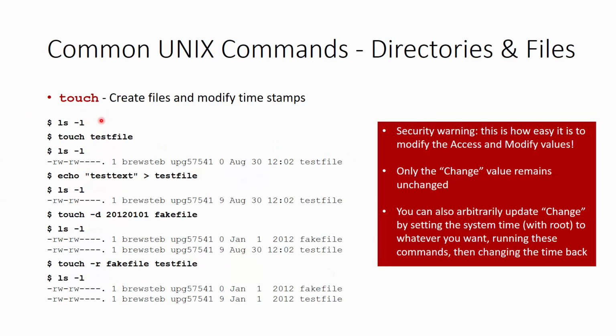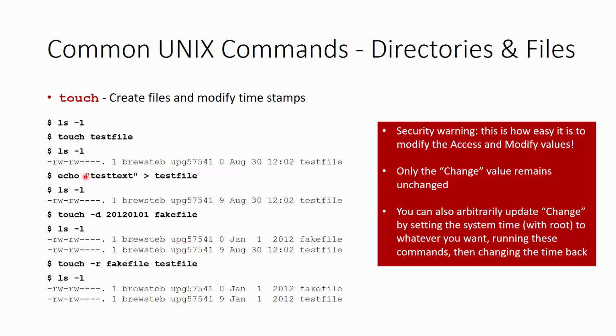Let's look at touch in a little more detail here. As we talked about, it creates files and modifies timestamps, so let's do a little deeper dive on this, including a bit of a security hazard. If I use ls -l, I can see that there are no files in the current directory. I can then touch test file to create it. Then when I do an ls -l again, I see there is my test file in place.